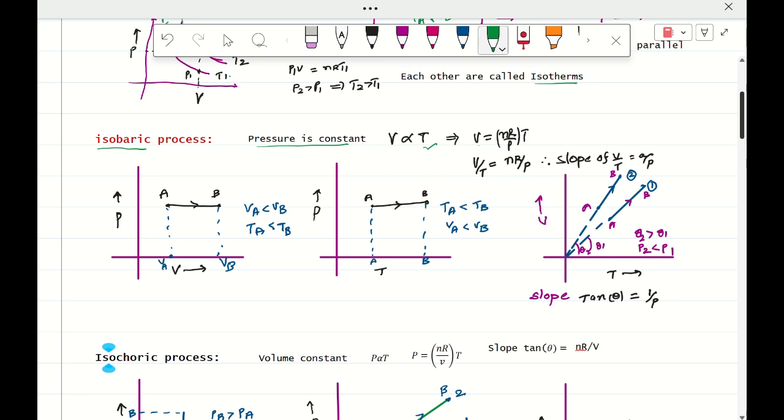The slope of the VT graph is directly proportional to 1 by P. The slope of the TV graph, means T on the Y axis, T by V, is directly proportional to pressure.